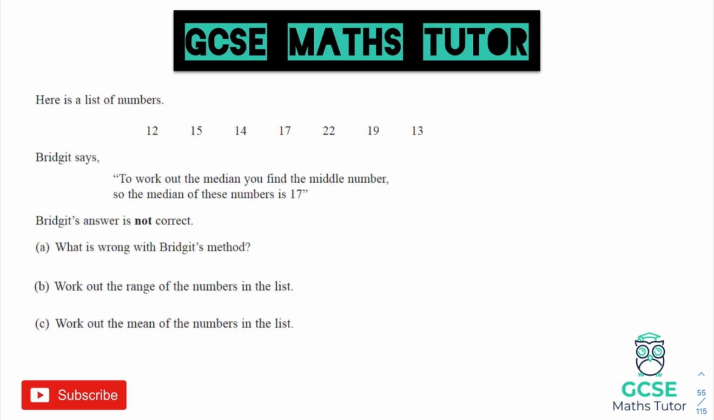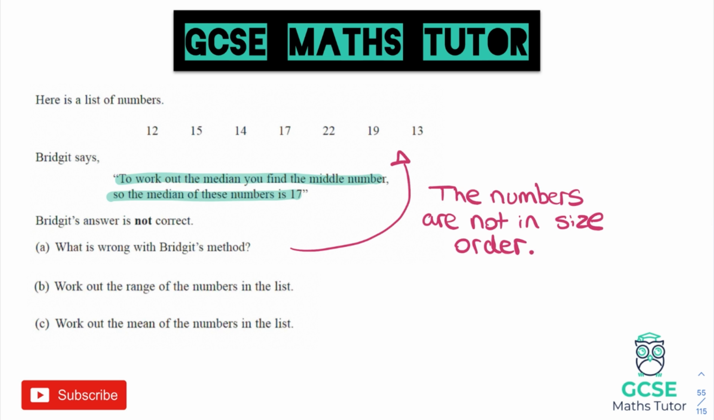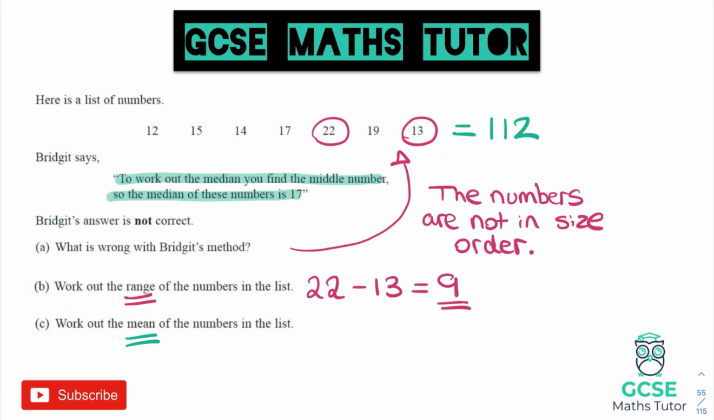So when you're looking at particular averages, you need to remember that in order to find the median, you need to put them in order of size. From there, you can cross off numbers from either end, helping you to find what's in the middle. When you're looking at the range, you need to do the biggest, take away the smallest, and when you're looking at the mean, you need to add them all together and divide by how many numbers there are in order to find that mean average.